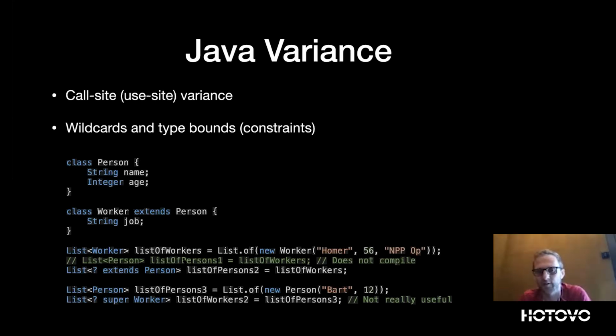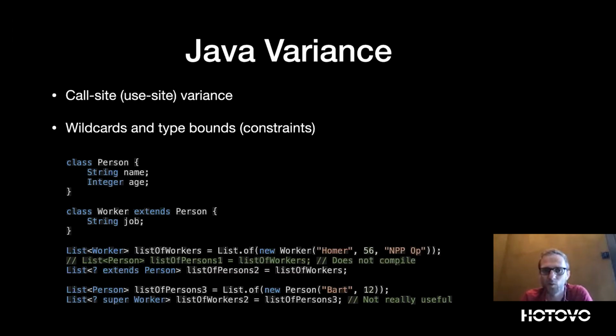The reason is that I'll show an example in TypeScript where the compiler allows that and it blows up at runtime. Java doesn't compile, which is correct, because lists are invariant. Now, what we can do, this is actually call site variance. We tell that we have a list of something that extends person. And now we can happily assign it a list of workers.